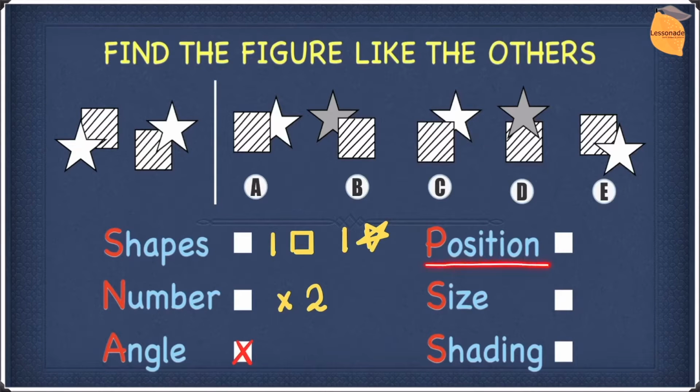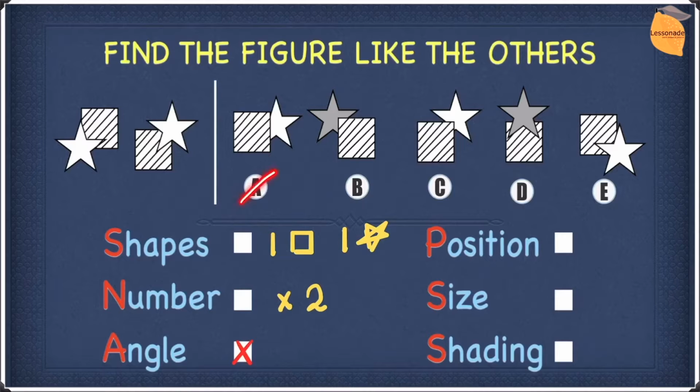So in terms of position, if you look at where the star is, it's overlapping the square and it's over the square. It's not beneath the square, it's on top of the square. So the star is on top of the square. This means we can basically eliminate any of the options in which the star is beneath the square.